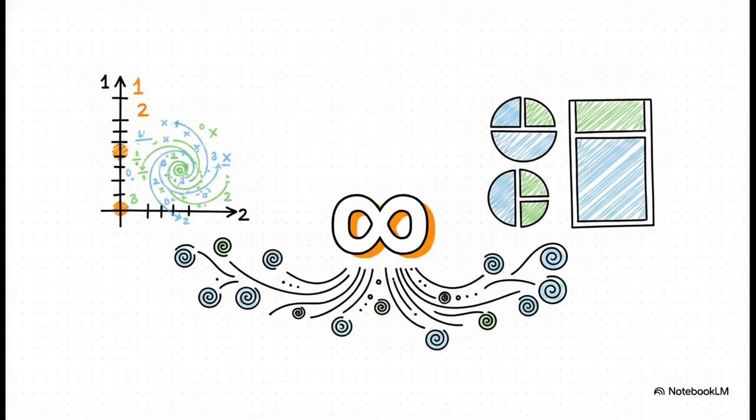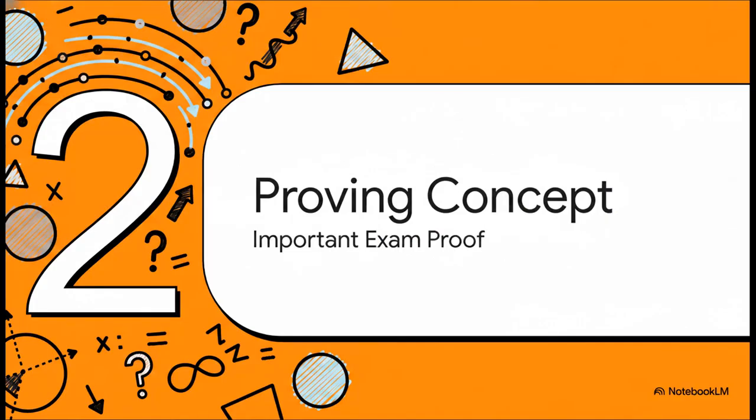So getting back to that first question, how many numbers live between 1 and 2? The answer is literally infinity. And this isn't just some cool math trivia, right? It's a highly actionable concept that forms the entire backbone of how we handle fractions and decimals on your exams. Moving on to Section 2, Proving the Concept.